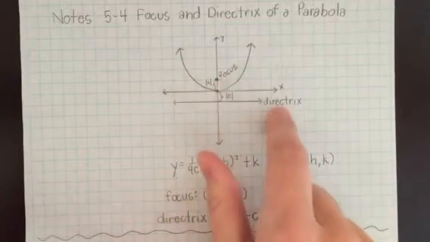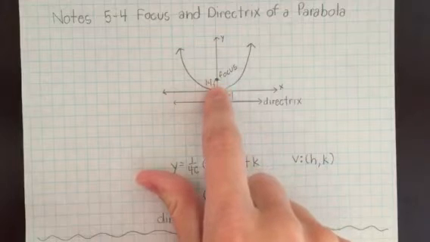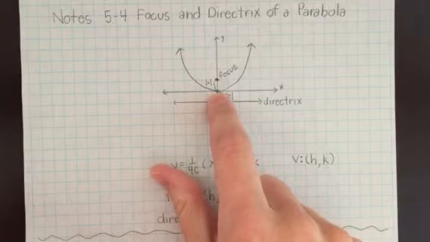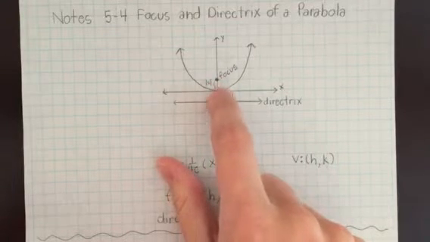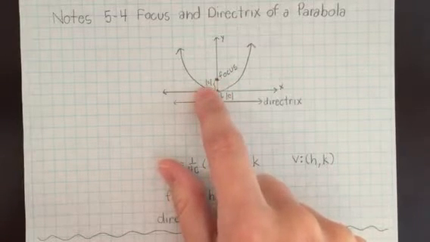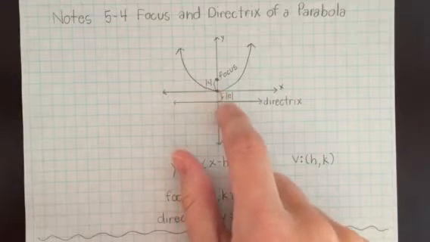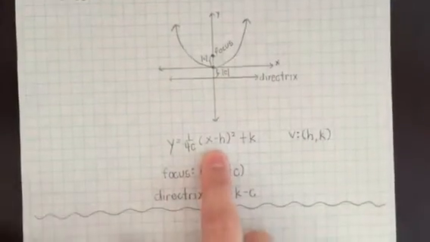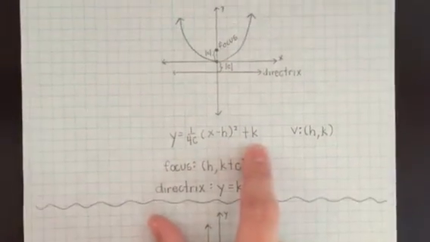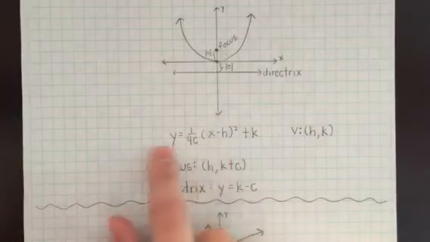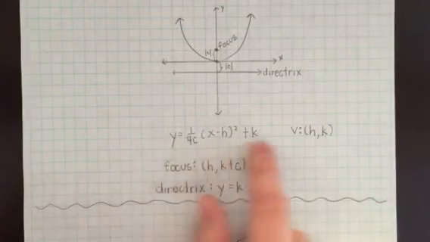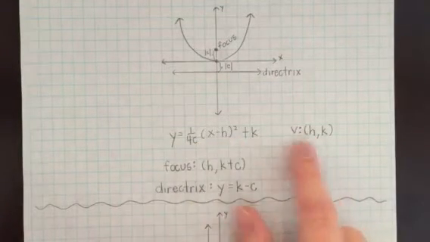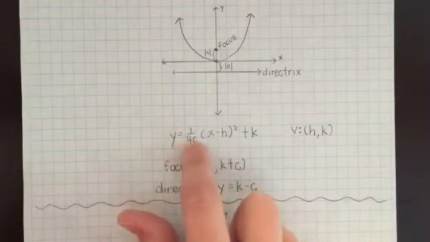And what's very special about the focus and the directrix is that they are both the distance, absolute value of C, from the vertex. So the distance from the vertex to the focus is absolute value of C, and the distance from the vertex to the directrix is absolute value of C. So C, where does that C come from? Well, it's in the formula for a quadratic that is either upward or downward facing. So this is the general form of a parabola that either faces up or down. You're familiar with this mostly, it's just this that's kind of new.